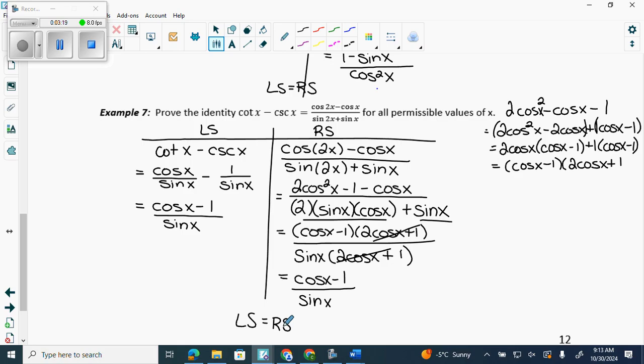Then we're going to look at example 8. Like I said, I just wanted you to try them. If you got stuck, no big deal. I expected you to get stuck.